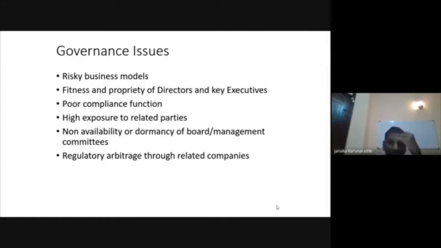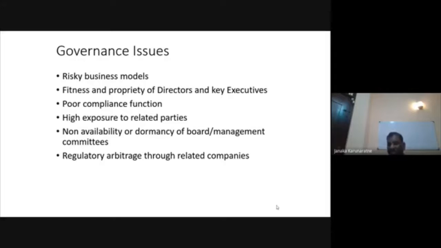Then fitness and propriety of directors and key executives is very important. You pick the right people as directors. As I mentioned earlier, in the case of banking institutions, there are directions which say who is fit and proper, to be approved by the regulator. Then key executives. I think the direction covers that as well. Key executives also must be people with fitness and propriety. If you don't have the right people, they may not conduct the business properly and may lead into problems.